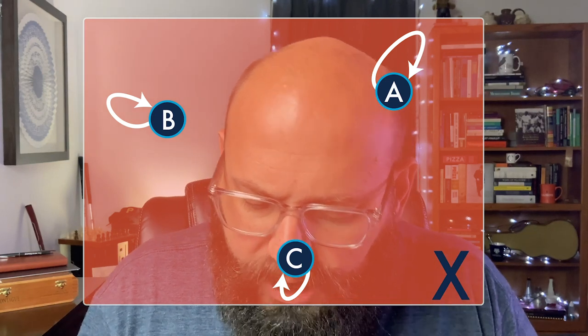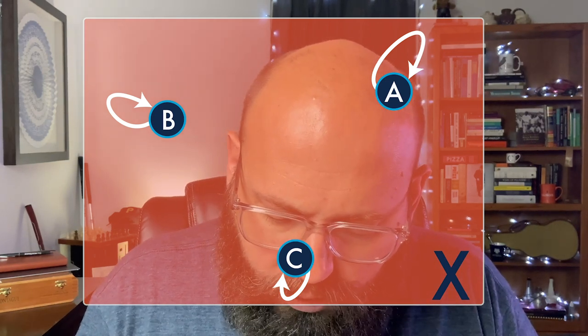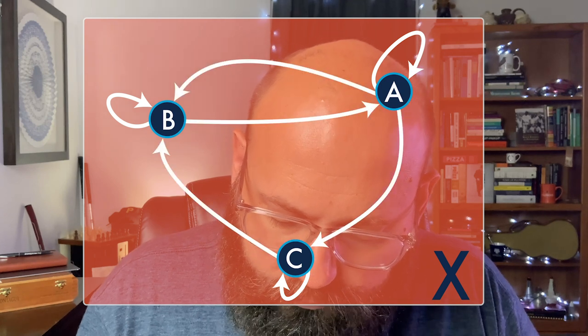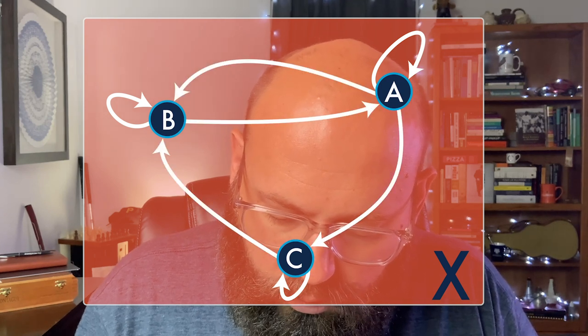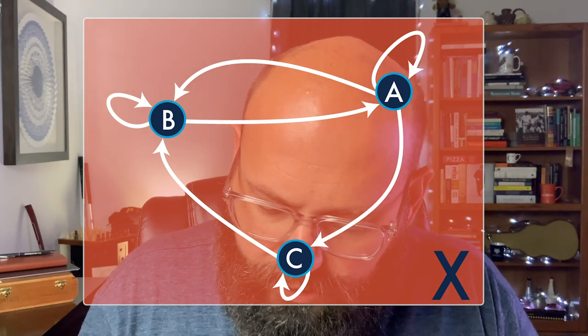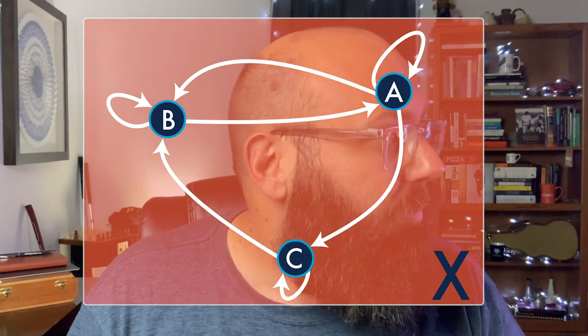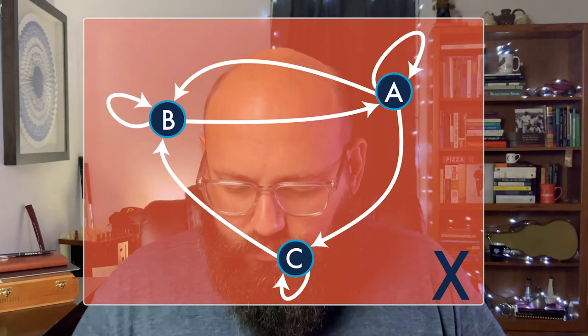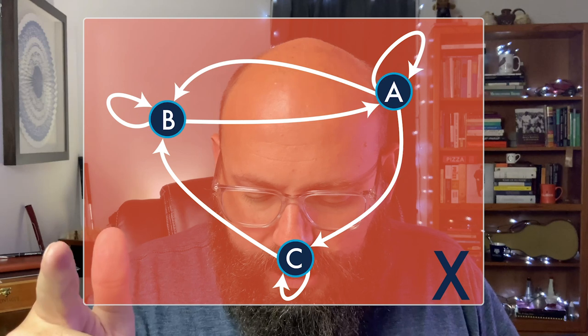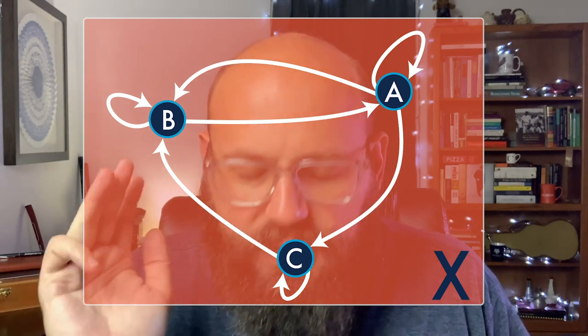Let's say that there's an arrow going from A to B, and an arrow going from B to A, and an arrow going from A to C, and an arrow going from C to B. So four arrows I've drawn: A to B, B to A, A to C, and C to B.